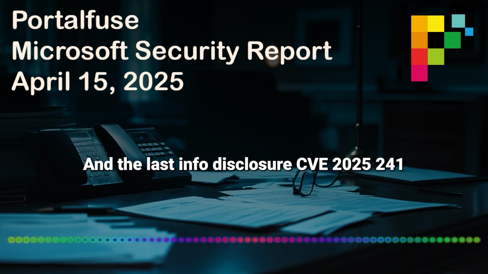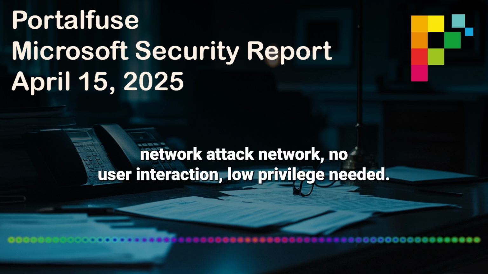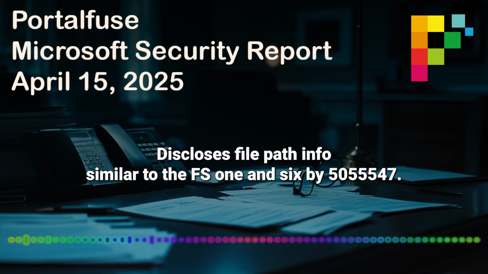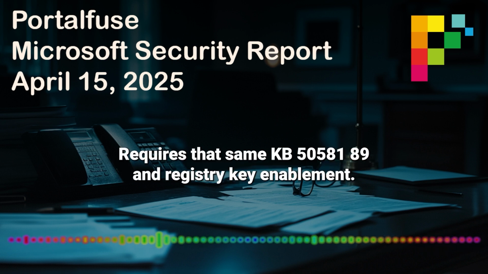CVE 2025-24197. Windows NTFS improper access control. NTFS again. Network attack, no user interaction, low privilege needed. Discloses file path info similar to the ReFS one. And fixed by 5055547, but wait, let me guess. You got it. Fix is disabled by default. Requires that same KB 5058189 and registry key enablement.